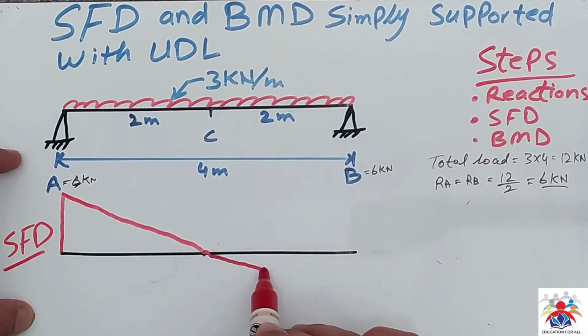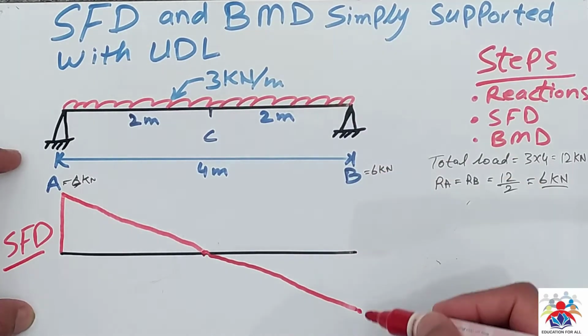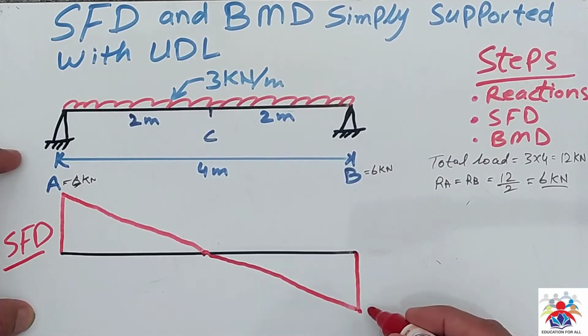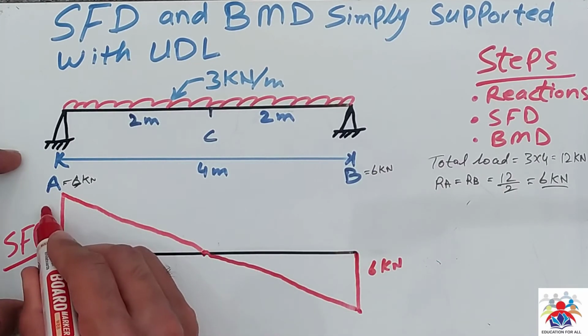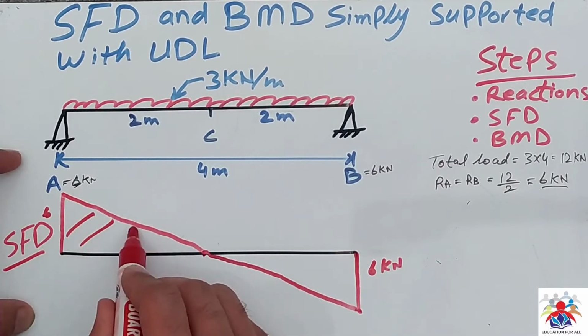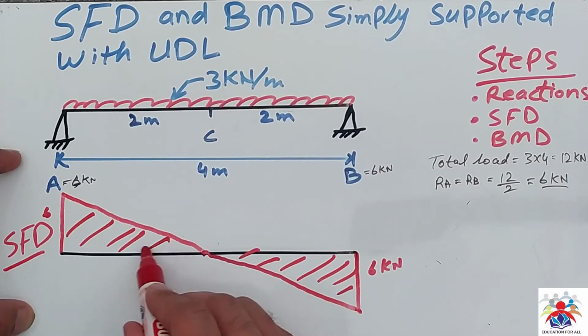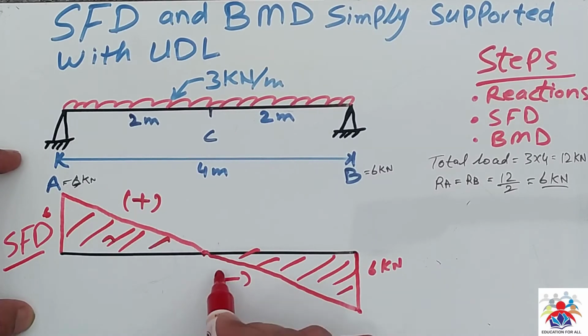So it will make our diagram like this. Once we get to this point, because there is a 6 kilonewton reaction acting upwards, we will join our line. So this is 6 kilonewton upwards, and this is also 6 kilonewton. This is how you can draw your shear force diagram for this type of beam. This is the positive zone, and that is the negative zone.